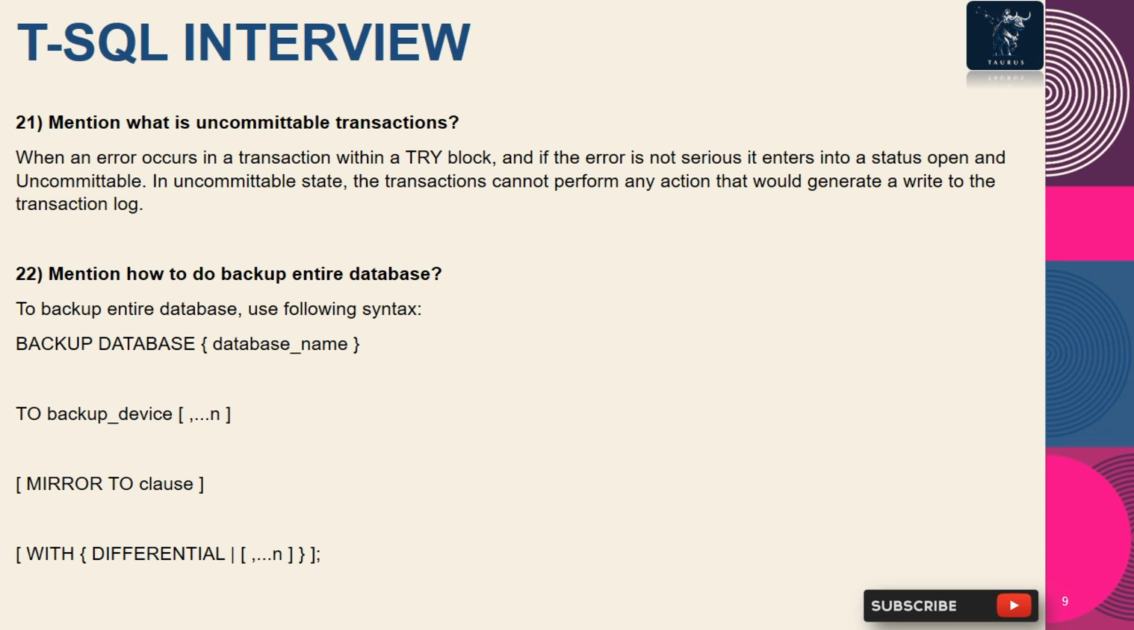21. Mention what are uncommittable transactions. When an error occurs in a transaction within a TRY block, and if the error is not serious, it enters into a state open and uncommittable. In the uncommittable state, the transaction cannot perform any action that would generate a write to the transaction log.